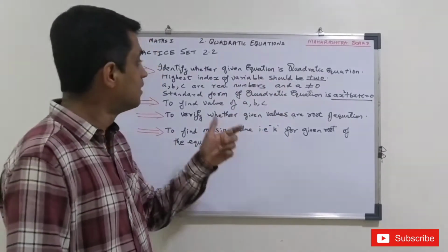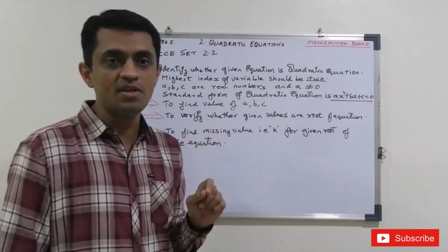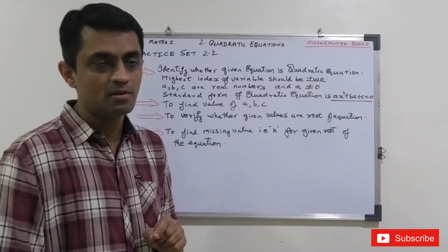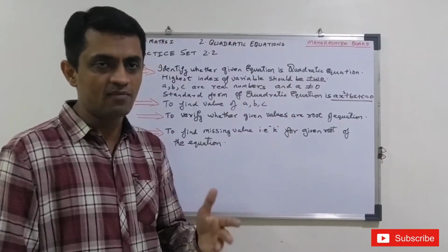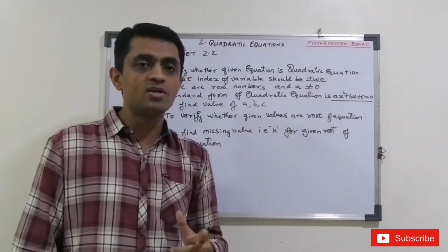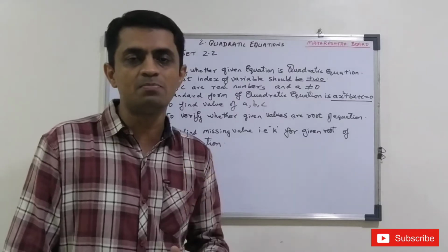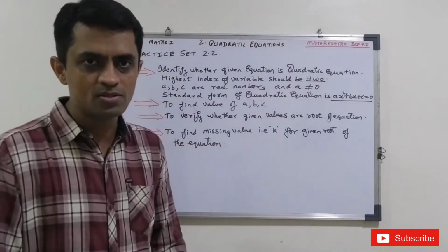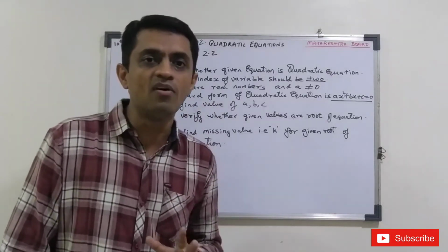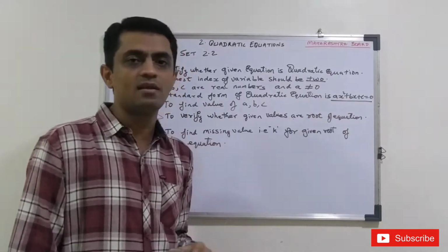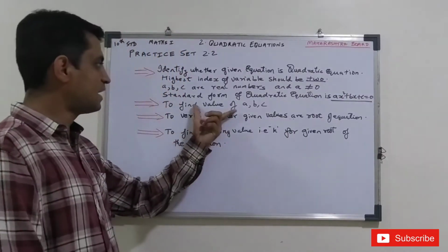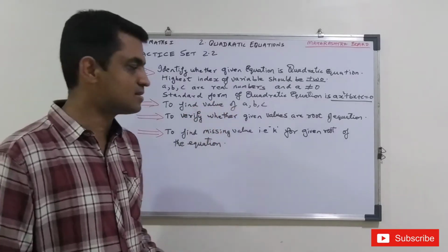Then we have seen that all the coefficients, A, B, C, should be real numbers, and A should not be equal to 0. And the standard form of the quadratic equation is always ax square plus bx plus c is equal to 0. Secondly, we have seen how to find the values of A, B, C by comparing with ax square plus bx plus c is equal to 0. That is the second point we learned in the previous exercise.